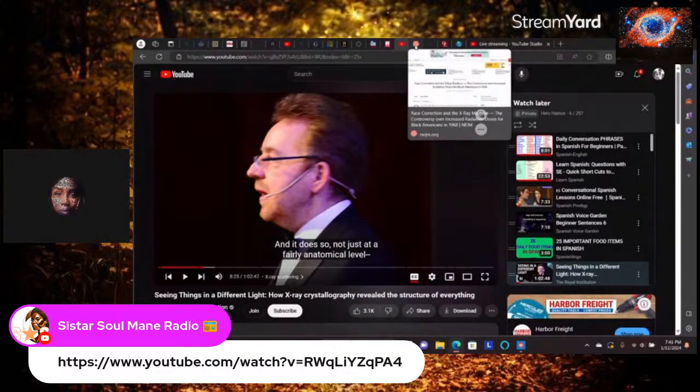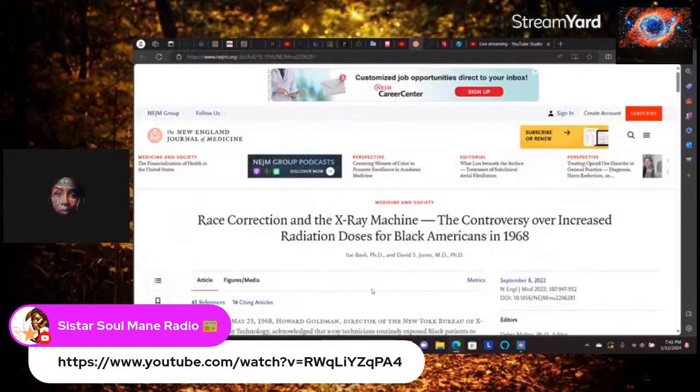Okay, now that we know this, let's pause because we got a very important document to show you guys. Race correction and the X-ray machine, the controversy over increased radiation doses for Black Americans in 1968. This is in 1968. Remember, you didn't get an opportunity because I fast forwarded, and like I said, if you want to take a look at that video in its entirety, you got this resource.